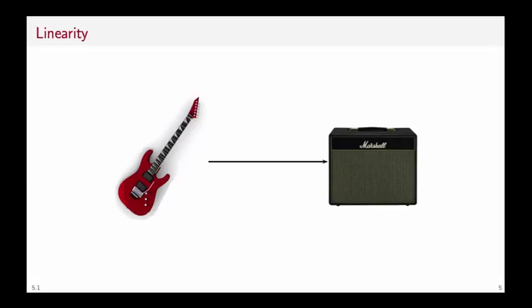For instance, take a situation where your processing device is an amplifier and you connect a guitar to your amplifier. Now, if you play one note and then you play the same note louder, you expect the amplifier to produce just a louder note. Similarly, if you play one note and then another note, and then you play two notes together, you expect the amplifier to amplify the sum of two notes as the sum of two independent amplifications.